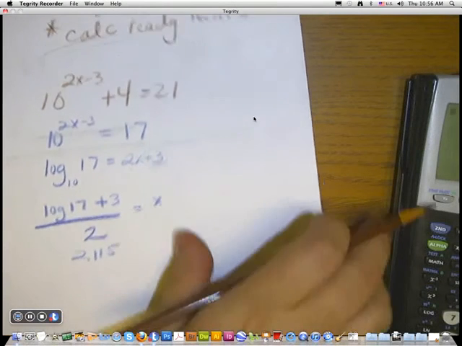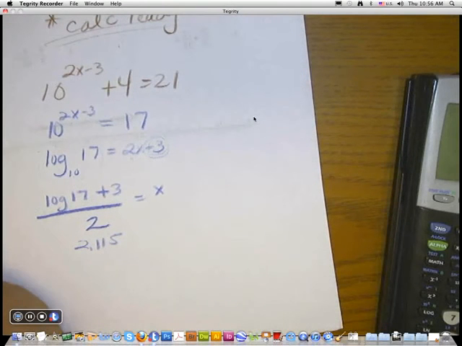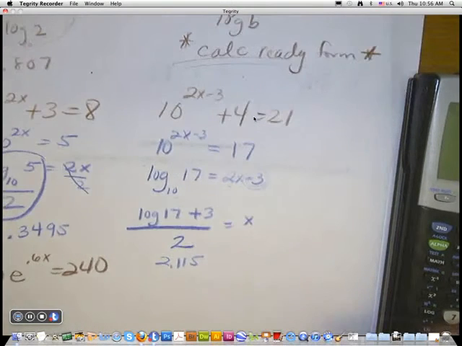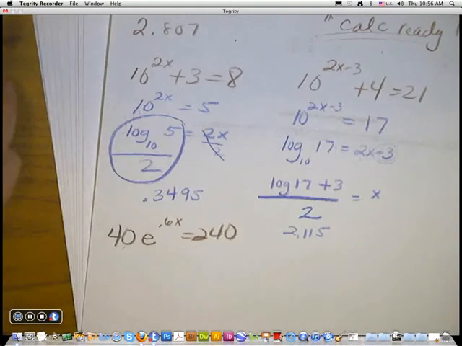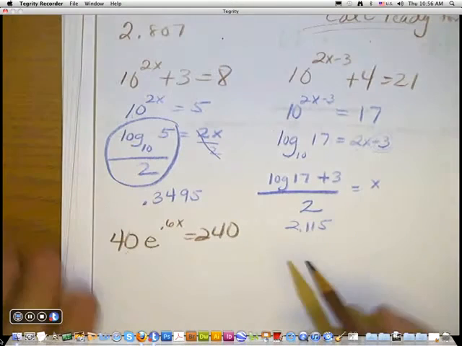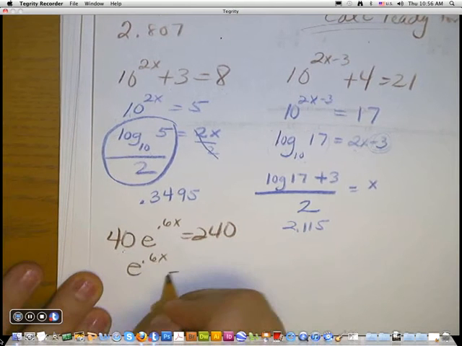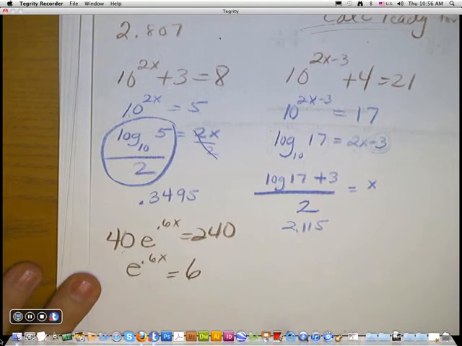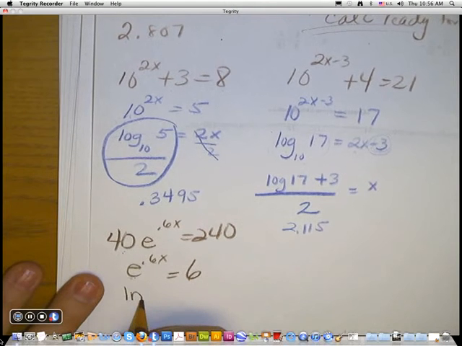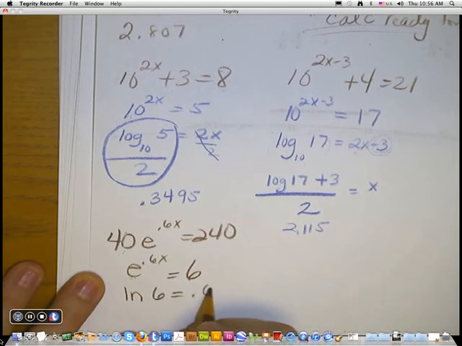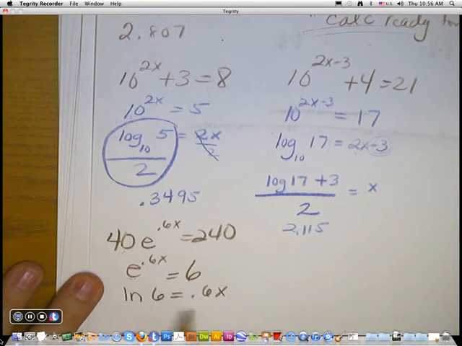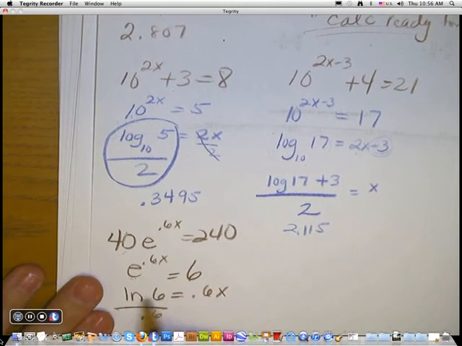Alright, the same thing works for the e, or the natural log. If I have 40e to the 0.6x is 240, in order to get to the e, I have to get rid of the 40. So I'm going to divide both sides by that. So I get 6. Now I have to change it to log form, and e is automatically a natural log of the number is the exponent. And then divide by the 0.6.